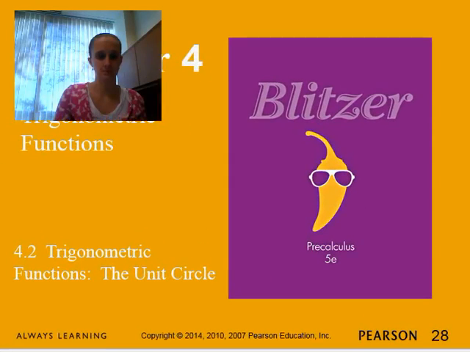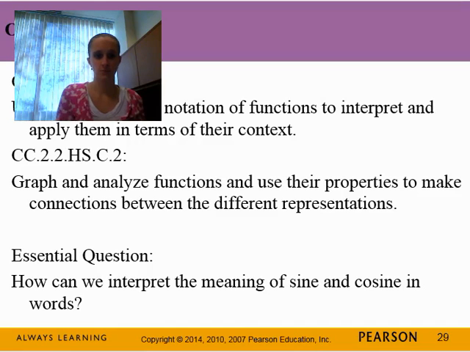Welcome to part 3 of 4.2 trig functions unit circle. So our central question now is, how can we interpret the meaning of sine and cosine in words?